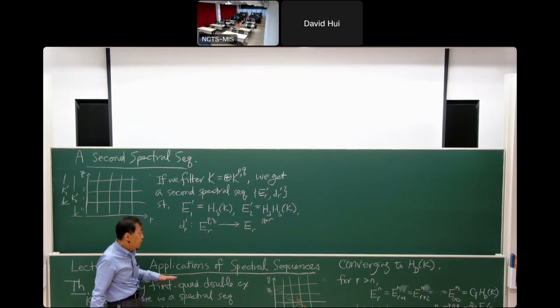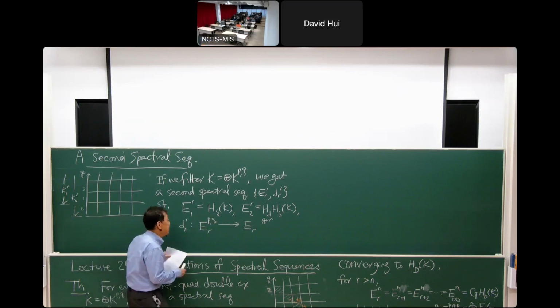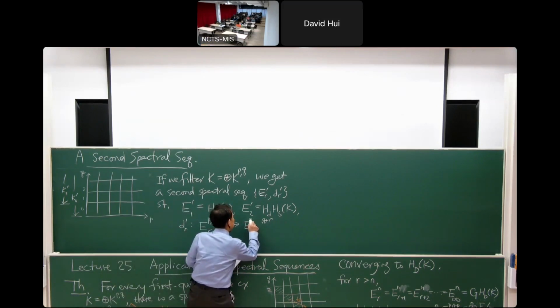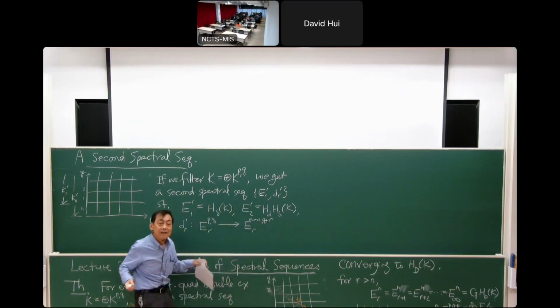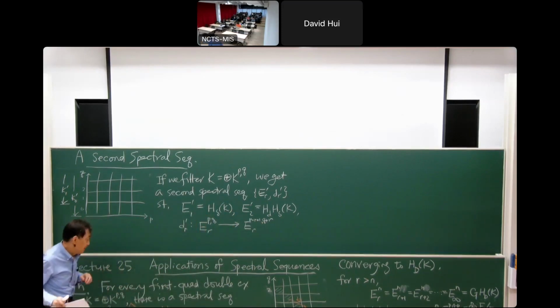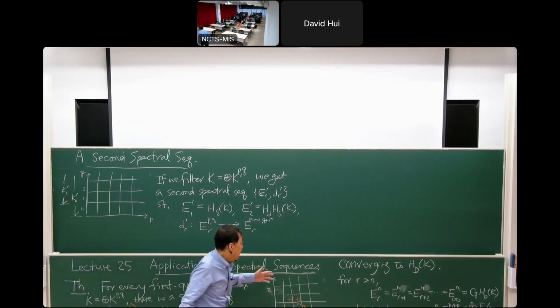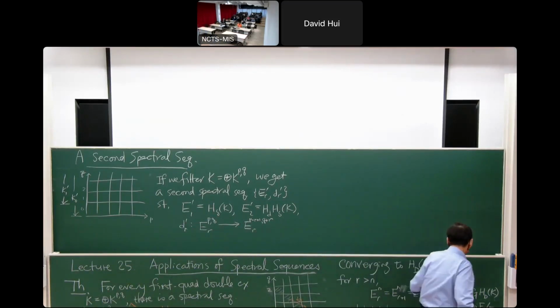Now we should go horizontally to the left by R minus 1. So P should go to P minus R plus 1. Okay? Yeah. And again, okay, we get this.